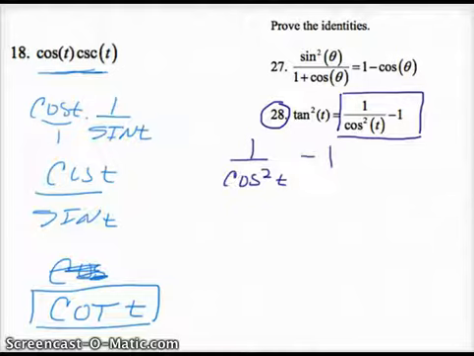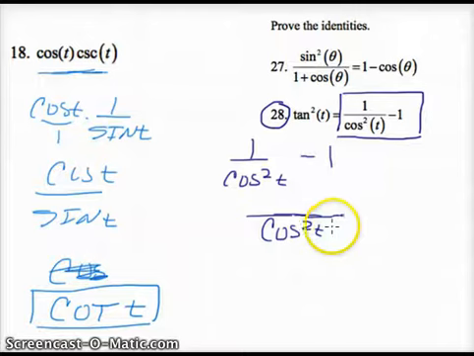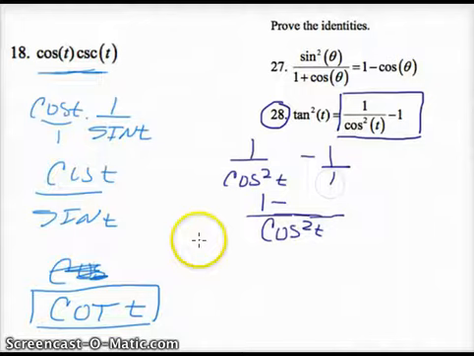Now somehow that's equal to tangent. Well, let's try to add these together. Let's see, what would be the common denominator? Cosine squared t. Okay. So this goes back to college algebra. Remember, this is the same denominator. You just copy the top. Minus. This is missing cosine squared t. So this is minus cosine squared t.